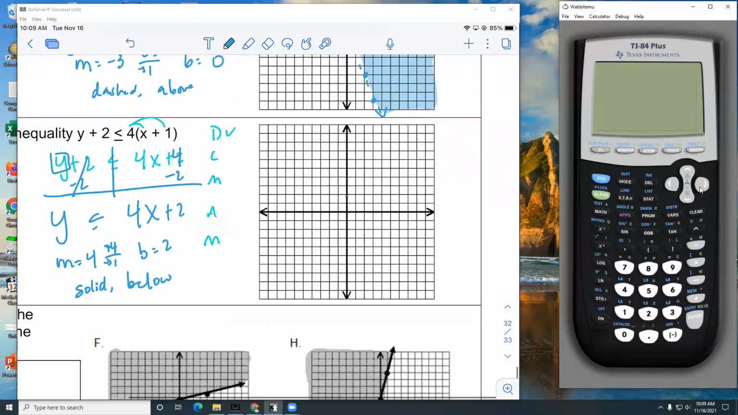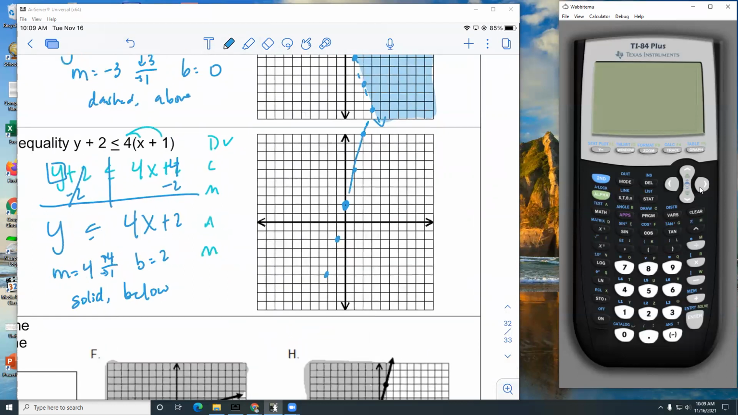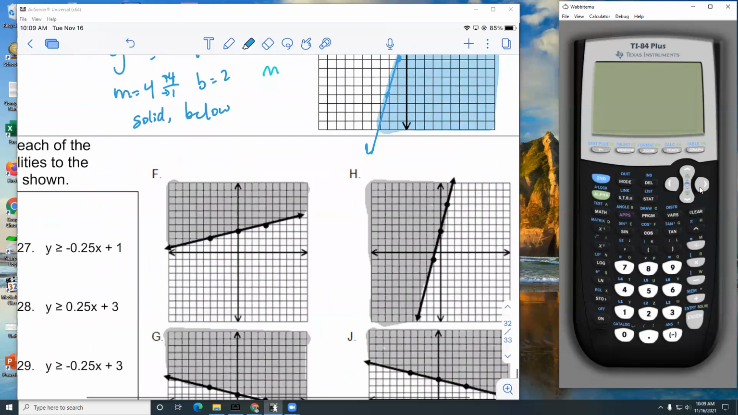Start up at 2, go up 4, right 1, up 4, right 1. Go back to 2, go down 4, left 1, down 4. Draw in your solid line through your points, best you can. And shade everywhere below that line. You guys are going to be really good at graphing inequalities by the end of this.